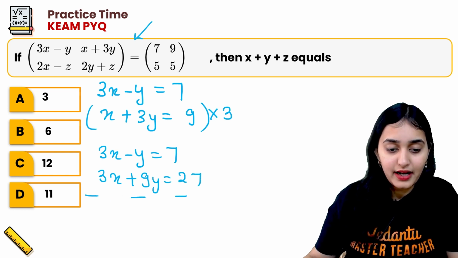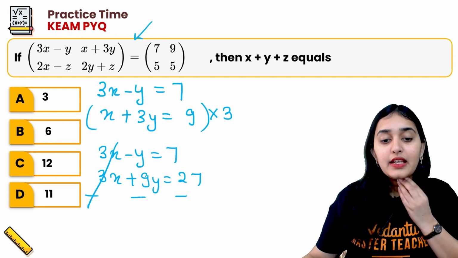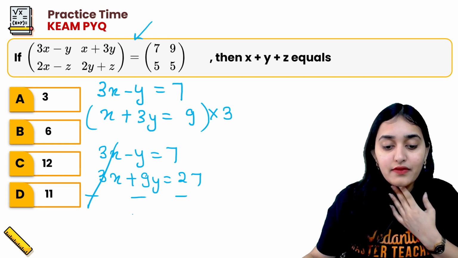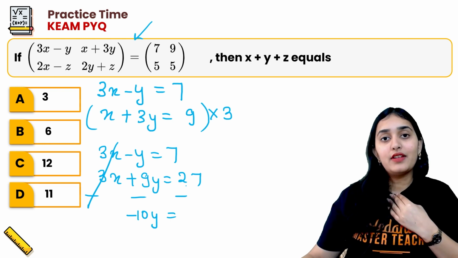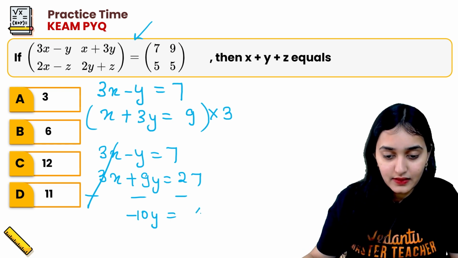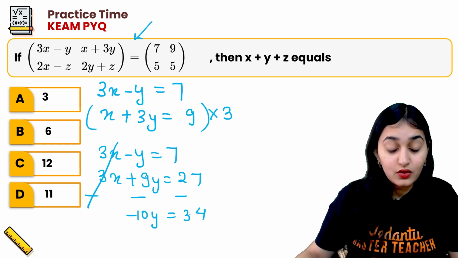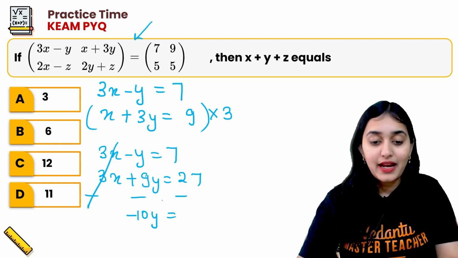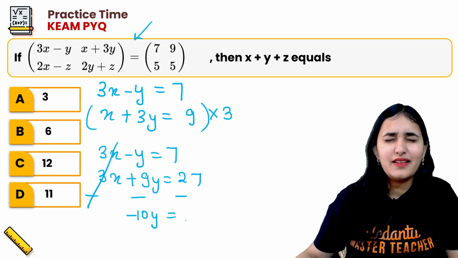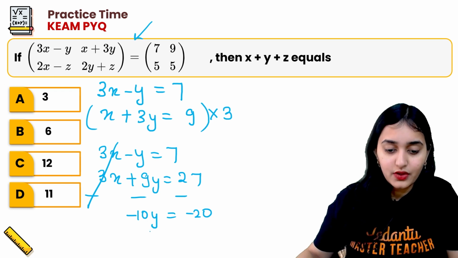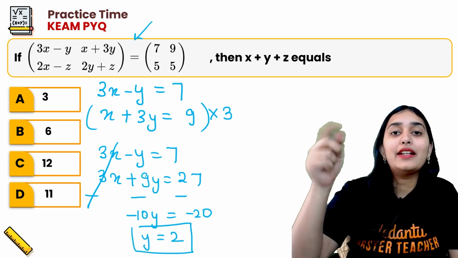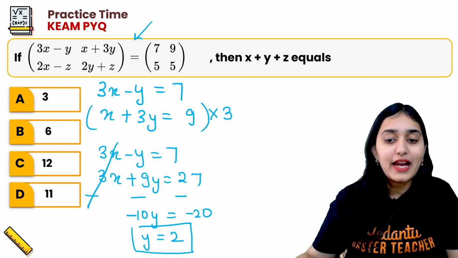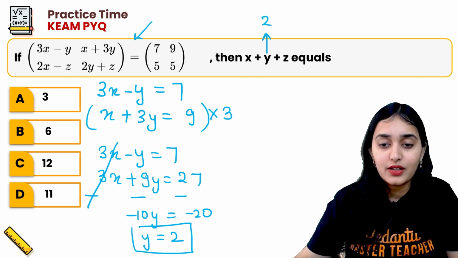Subtract. This is 0. This is minus 9y minus y, minus 10y, and 7 minus 27 is minus 20. So you have y is equal to 2. Right? Minus 20 divided by minus 10 is 2. So y is 2.